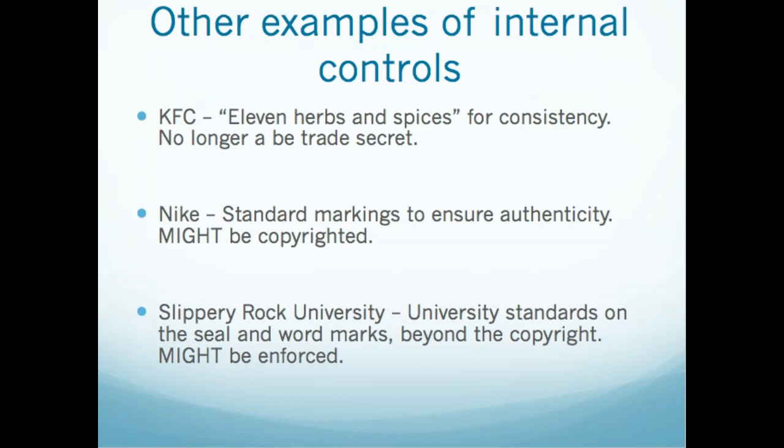So examples of internal controls, we talked about the first one, Nike. The standard markings on a Nike product, right? The Nike swoosh. And there are other things. The bottoms of their shoes have about 4 or 5 different tread patterns based on what sport. But those are unique to Nike. And they might be copyrighted. But it's very hard to prove a copyright infringement on something like the pattern on the bottom of a sneaker. I mean, there's only just so many patterns you can make, right? They're not really like a fingerprint.